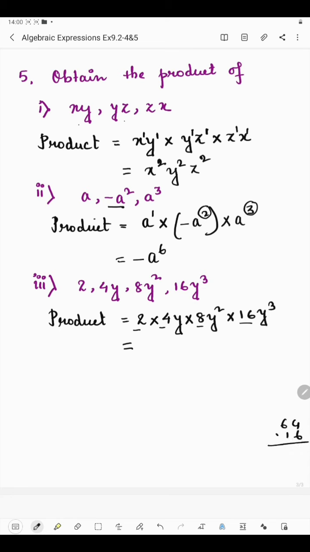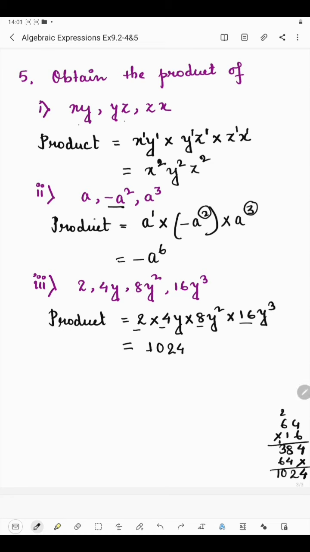So 6 4s are 24, 4 and 2 carry, 6 6s are 36, 36 plus 2 is 38. 4 1s are 4, 6 1s are 6. So it will be 4, 8 plus 4 is 12, 2 and 1 carry, 6 plus 3 is 9, 9 plus 1 is 10. So it will be 1024. Now we have just multiplied the numbers.